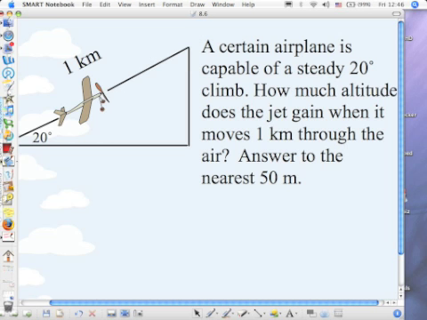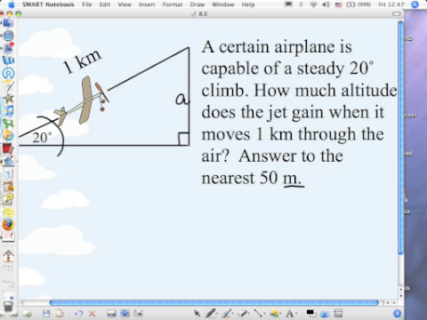We need to figure out how much altitude the jet will gain. What does that mean? How high it is above the ground when it has traveled 1 kilometer. So X is the opposite, right? So you're trying to find this. This is your altitude, and an altitude is always perpendicular. So you use sine. Here's our designated angle. We're looking for the opposite. We know the hypotenuse.